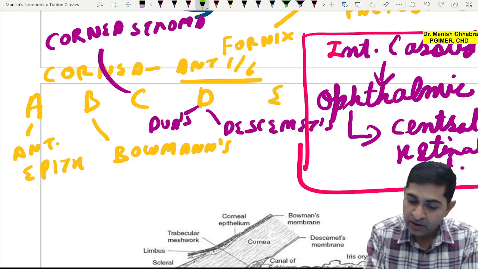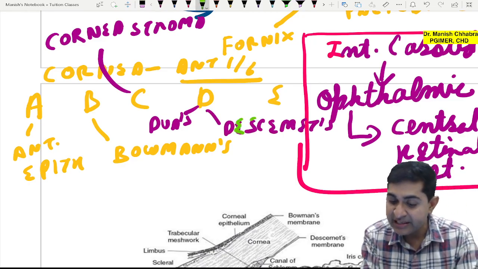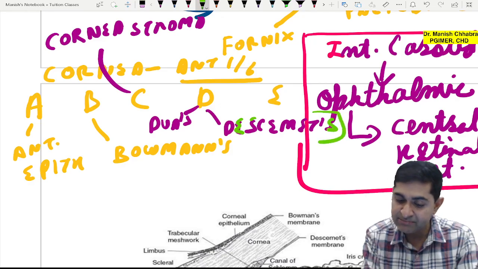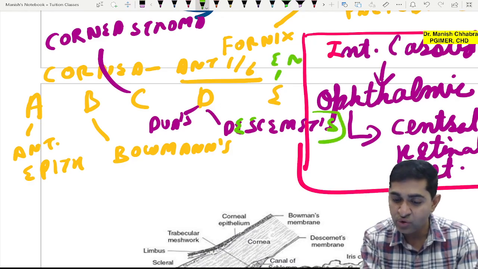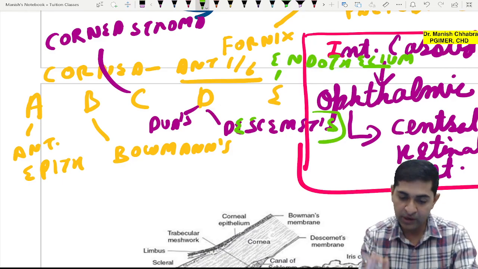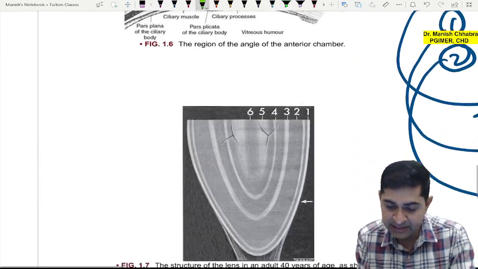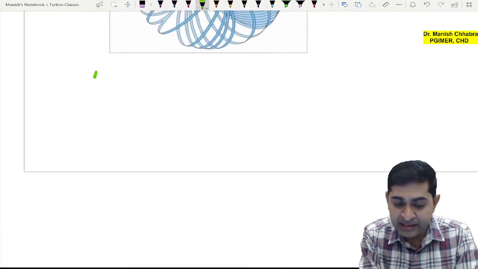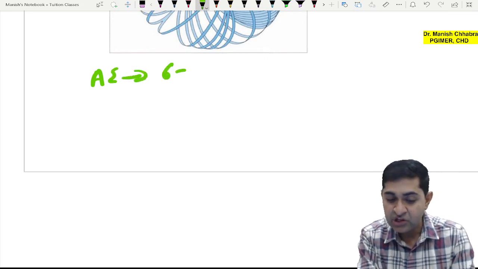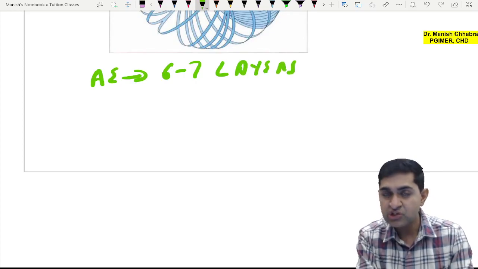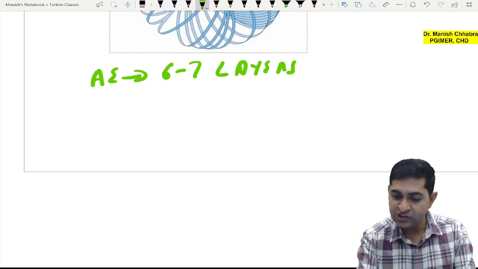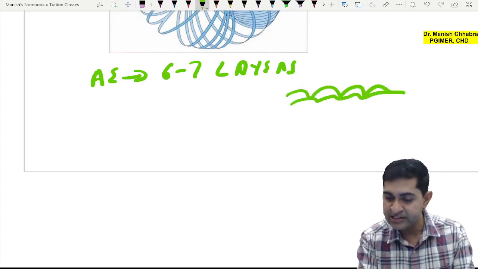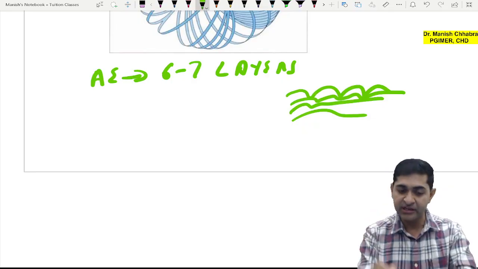Descemet's, D-E-S-C-E-M-E-T-S, Descemet's layer. E is endothelium, okay. So A, B, C, D, E, I am writing it here because here I'll find more space. Okay, now anterior epithelium further has 6 to 7 layers. So there are epithelial cells which are present like this: one layer, second layer, third layer. So there are 6 to 7 layers.